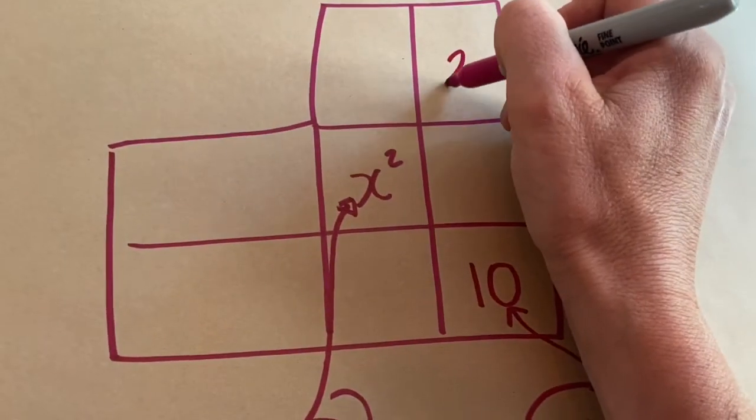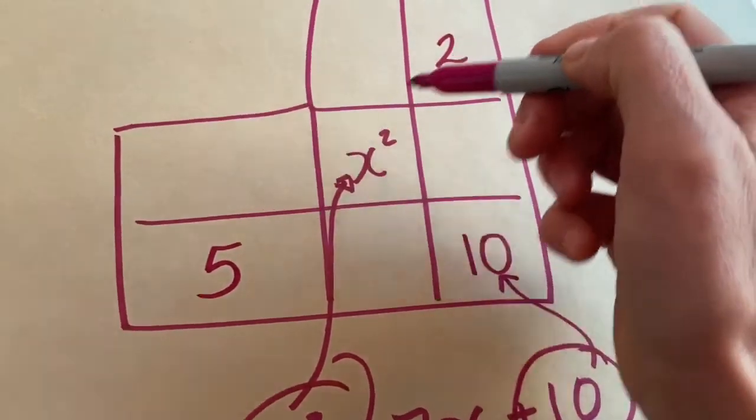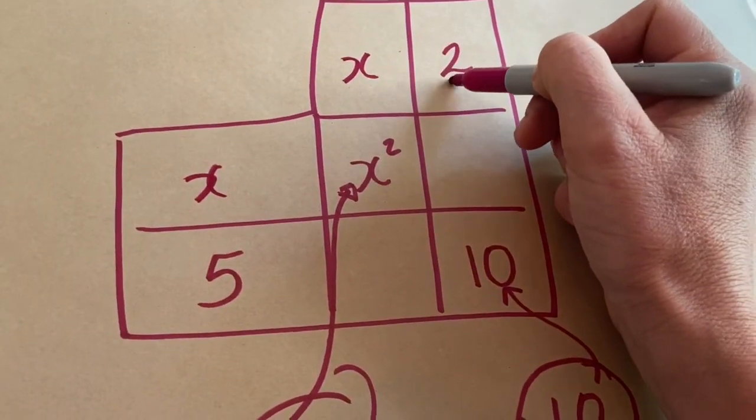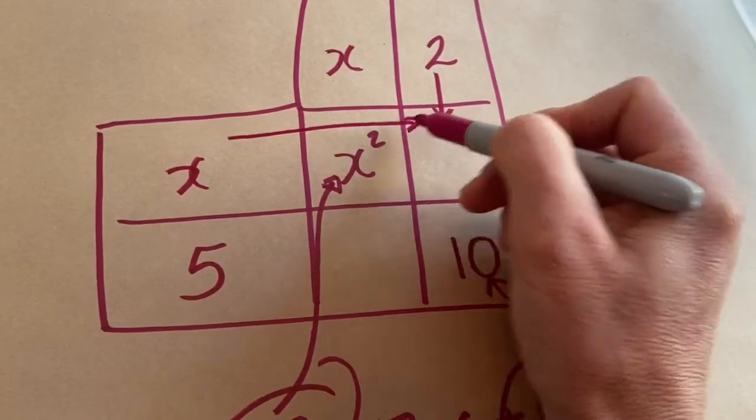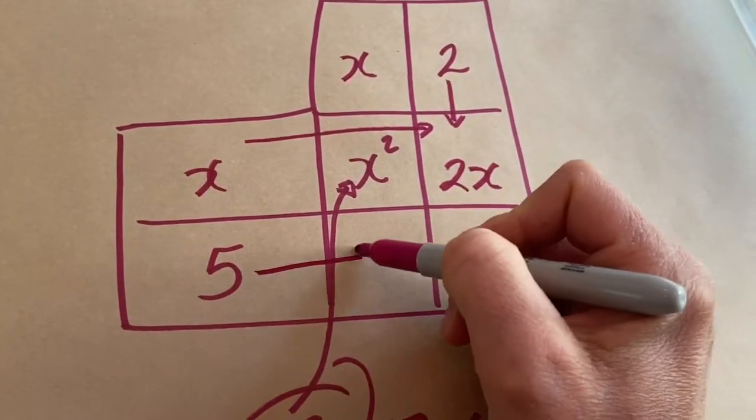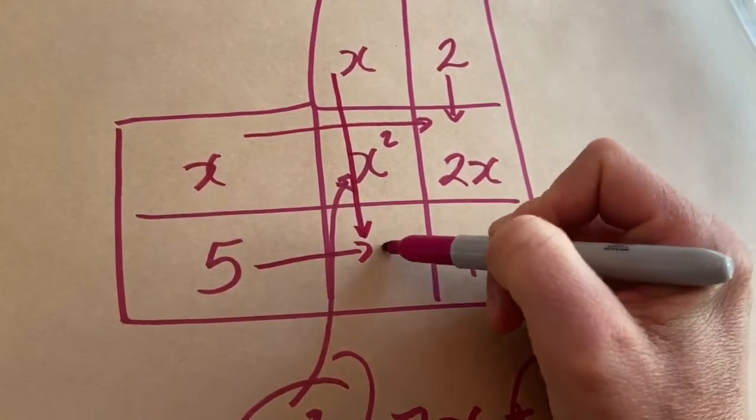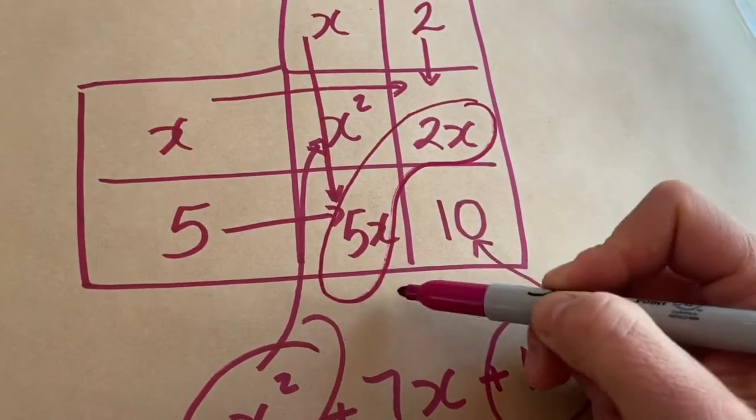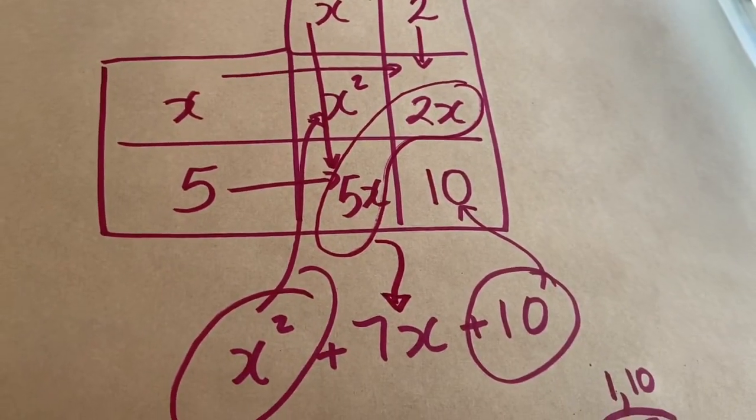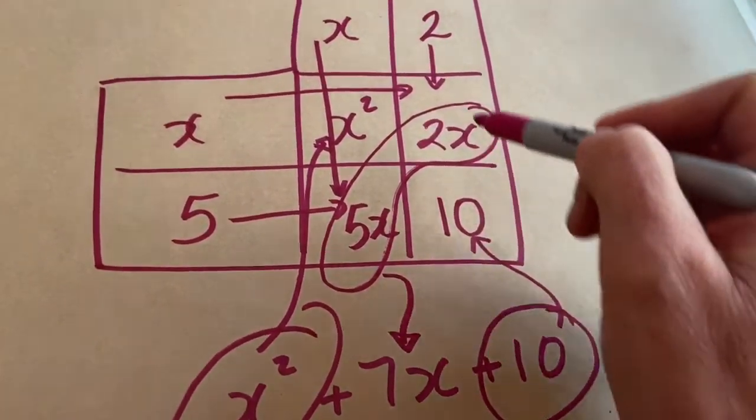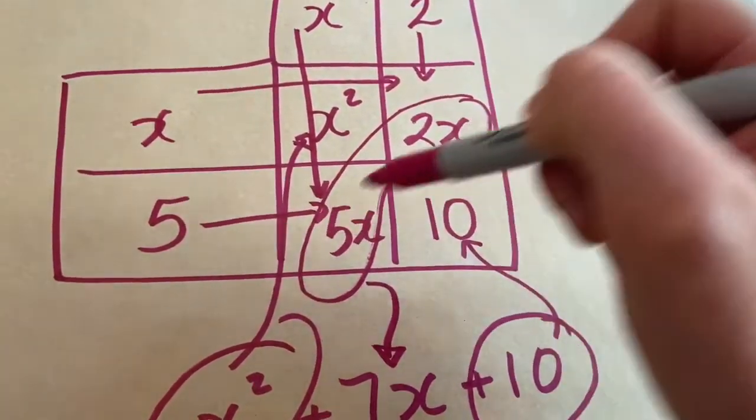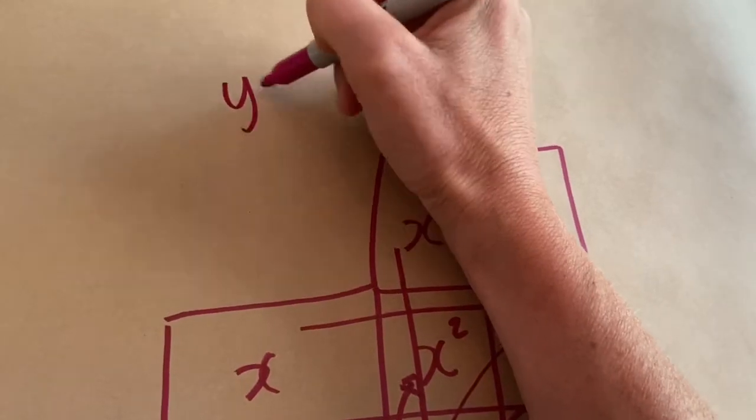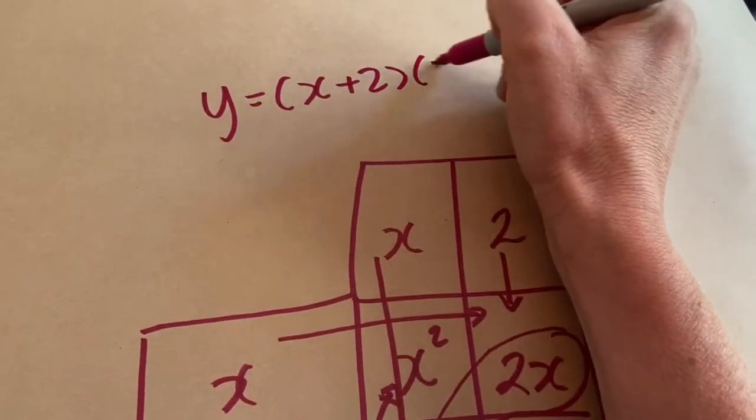If I put a 2 here and a 5 here, 2 times 5 gives me 10. I know I need x's here always. 2 times x gives me 2x. And 5 times x gives me 5x. And the nice thing about that is when I add the 2x and the 5x, it gives me the 7x. So that means I have put the standard form on the inside. I have the x squared plus 7x plus 10. And on the outside, I have the x plus 2, x plus 5.